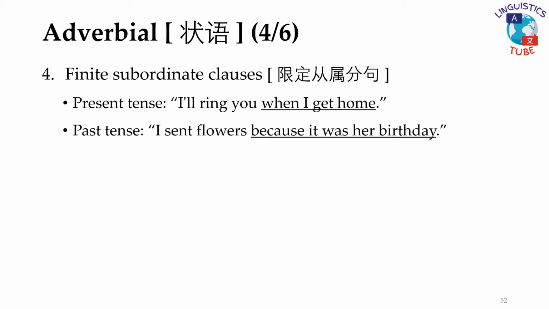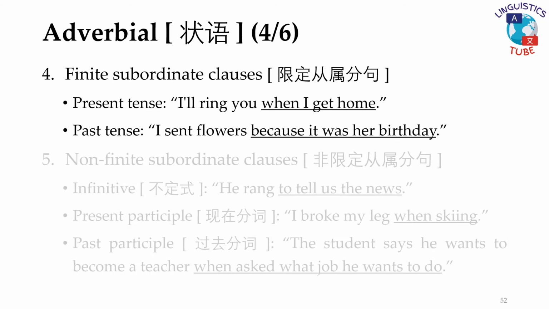A finite subordinate clause has a verb that is either past tense or present tense. Because of this, we know when the event in the subordinate clause happened. For example, in the sentence, "I'll ring you when I get home", the verb "get" is present tense. And in "I sent flowers because it was her birthday", the verb "was" is past tense.